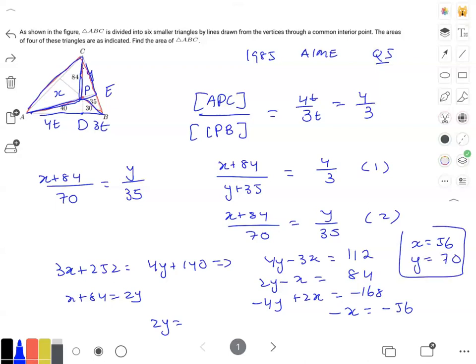Okay, so we have this. So now we want to find the area of the full triangle. So we do 40 plus 30 plus 35, which is 105, plus 84, which is 189. And then plus the x plus y. We found that x plus y is 126. So we have 189 plus 126, which is precisely 315.